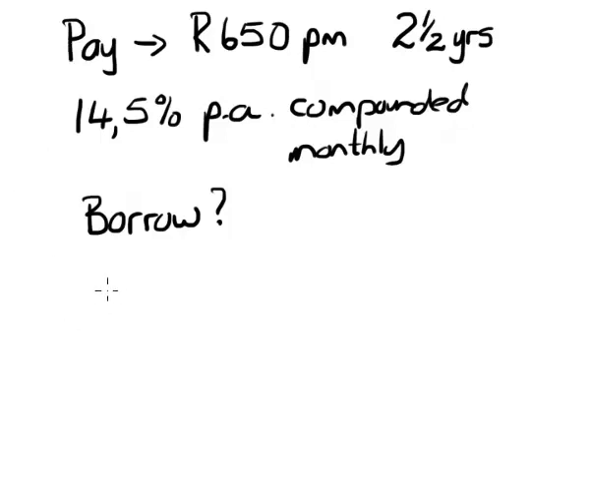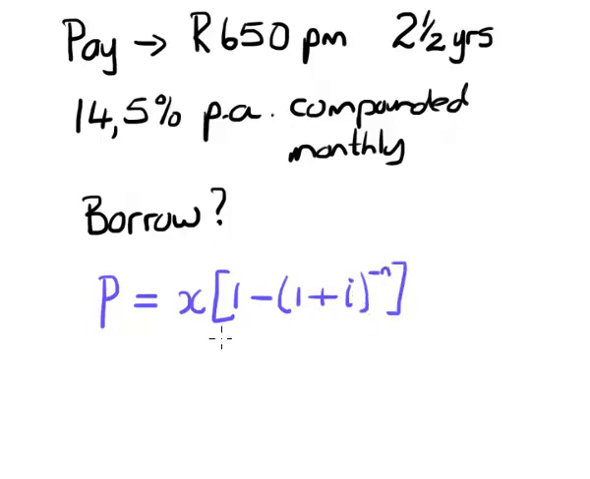Okay, so let's write the formula down and then see what our different values here are. So our formula is P equals X, 1 minus (1 plus i) to the negative n. You must be very careful when you're given this formula and you write it down that you put this down to the negative n. That's a very common error that people make.